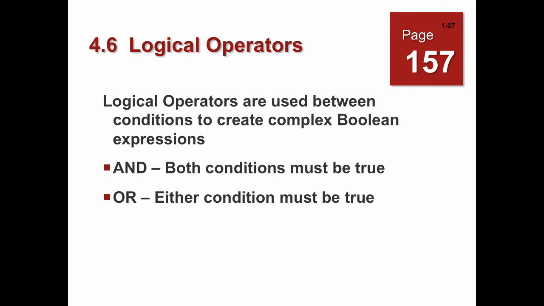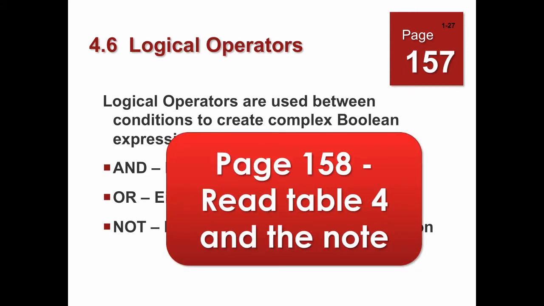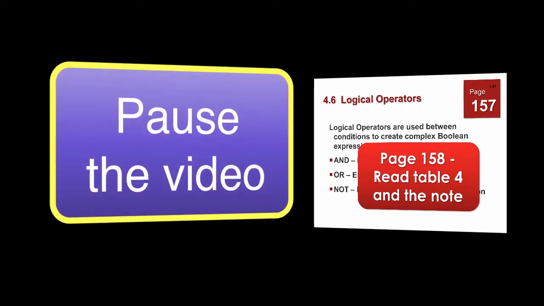So if you are male and have a green shirt on, then you get certain things. If you are a male or you have a green shirt on, see how that includes more people? The other one is not, which reverses the truth of the expression, and we really don't want to use not very often. So turn to page 158 and read the table 4 and the note after that table.